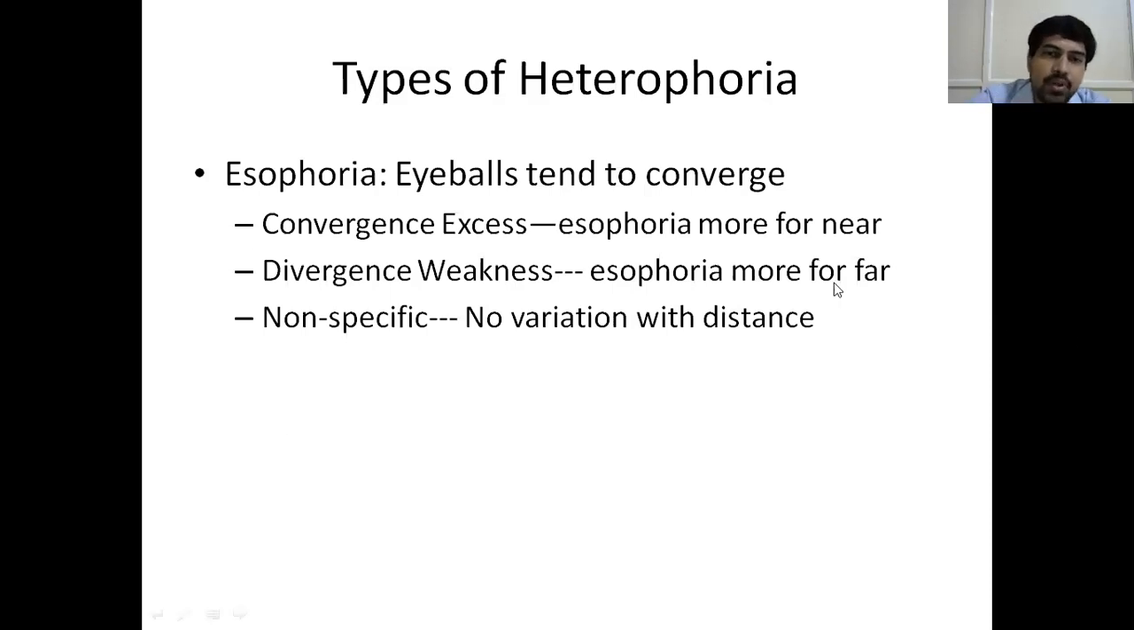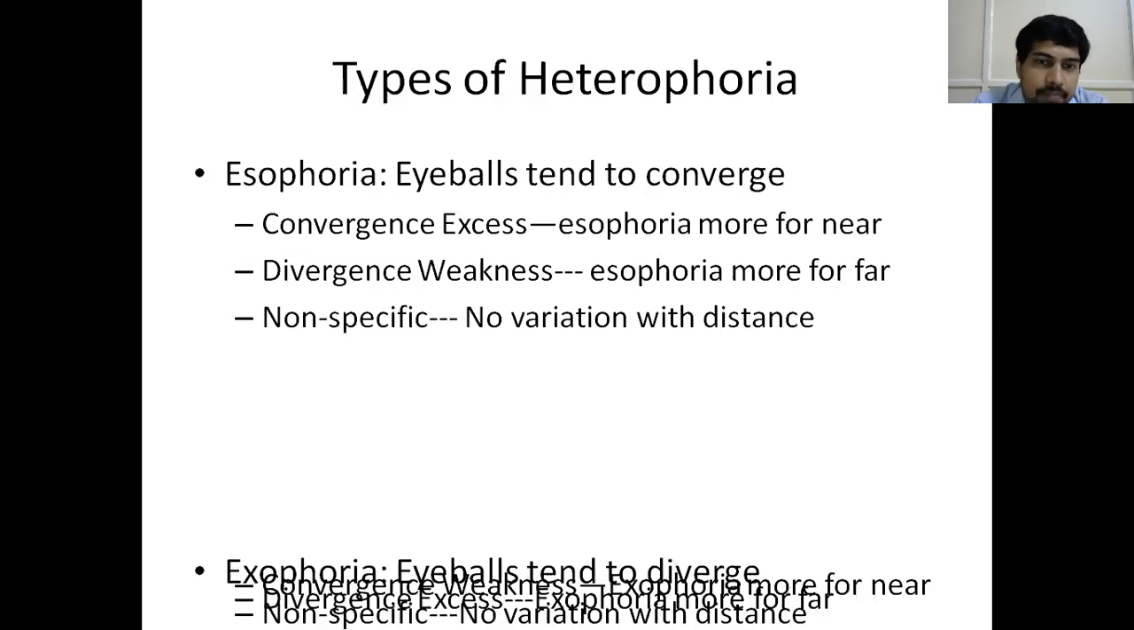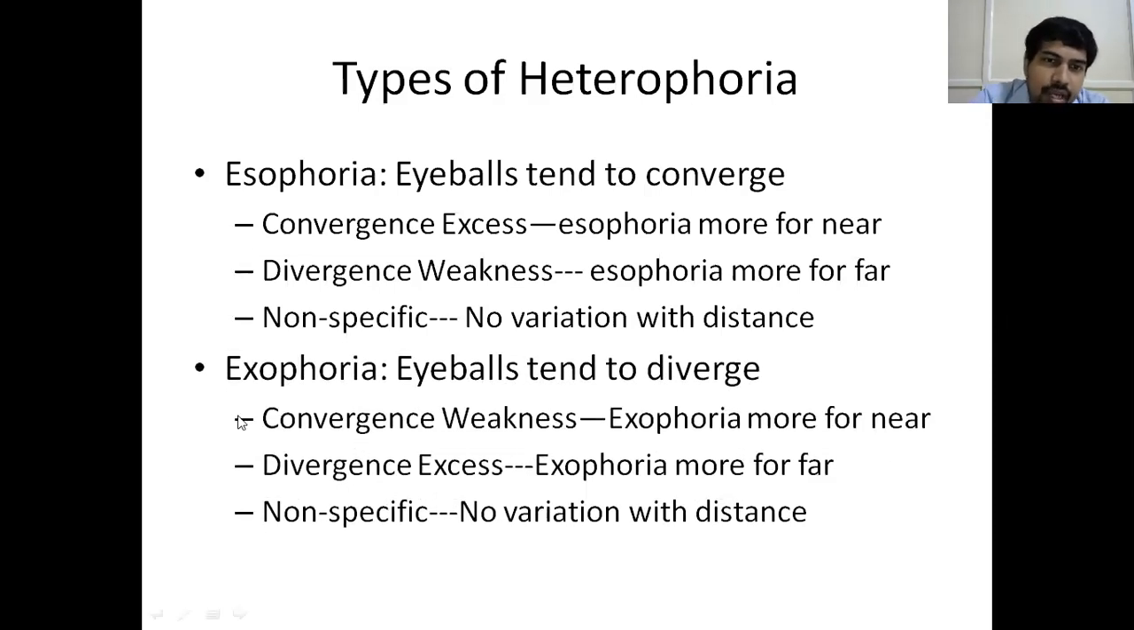And non-specific type. In non-specific type, there is some imbalance between the muscles, so there is no variation with the distance. Either for near or far, the amount of deviation is the same. That is esophoria. And the opposite for exophoria. In exophoria, eyeballs tend to diverge. So the opposite happens. Here there is convergence excess. Here there is convergence weakness.